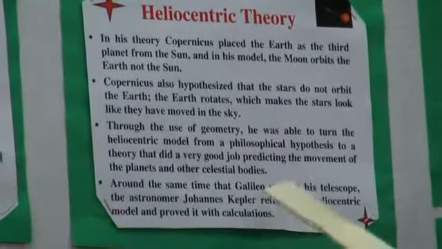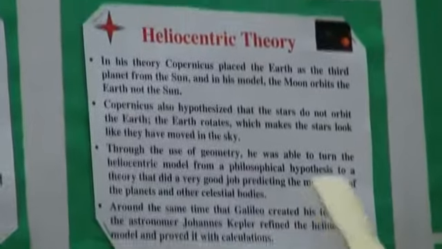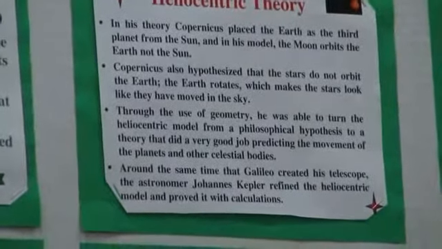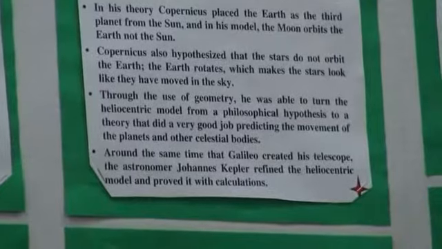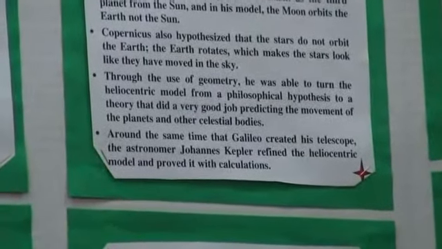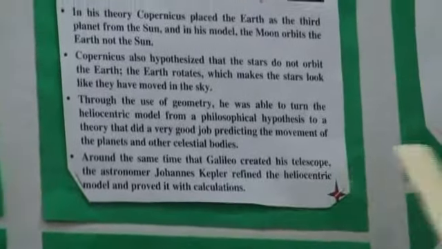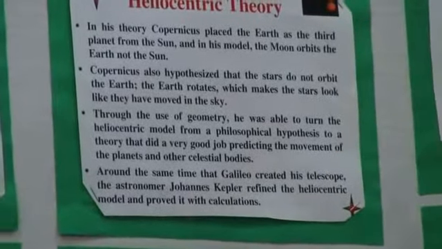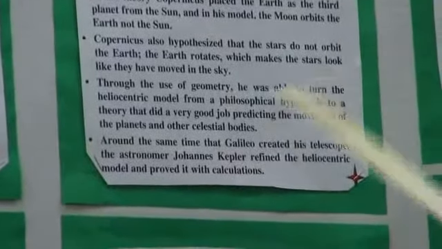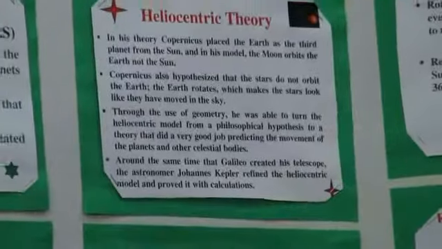and around that same time, Galileo created his telescope so he could see if the sun was at the center of the universe, and astronomer Kepler refined the heliocentric model and proved it with calculations. So Galileo and Kepler also said that this theory was true.